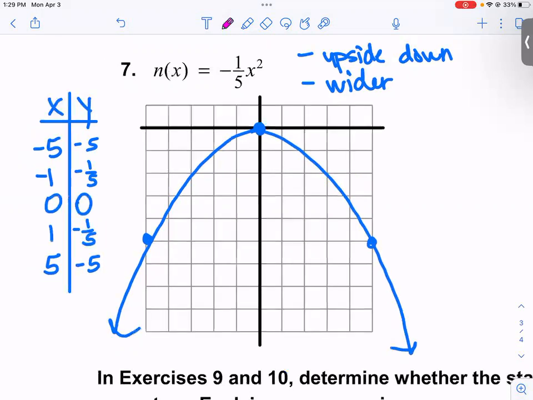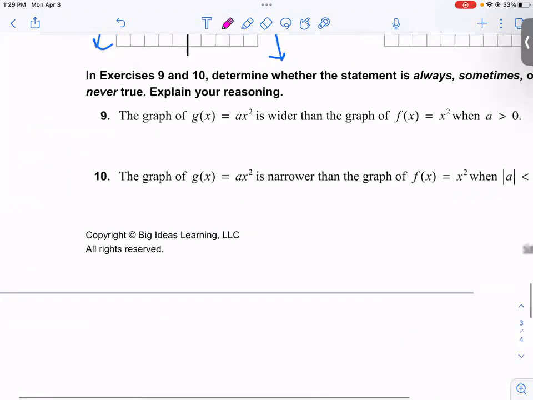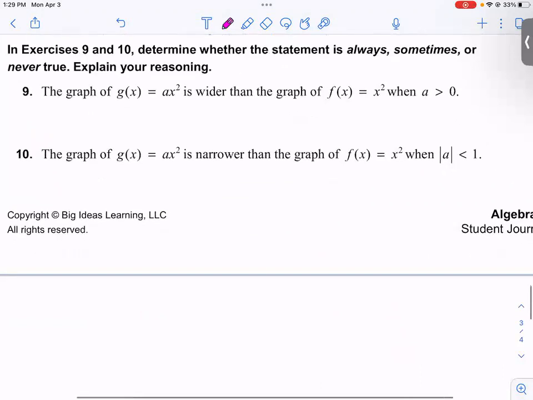You and your elbow partner need to come up with the answers for 9 and 10. You have 30 seconds, and then we're going to talk about it. Go. Always, sometimes, never. For 9 and 10, you have 30 seconds.